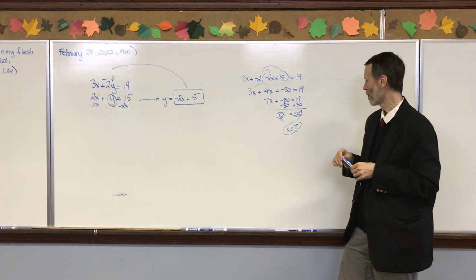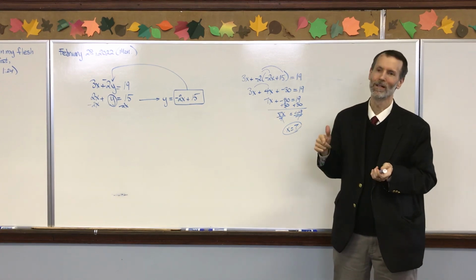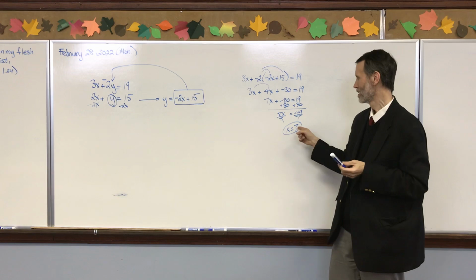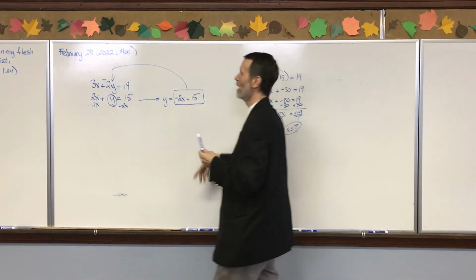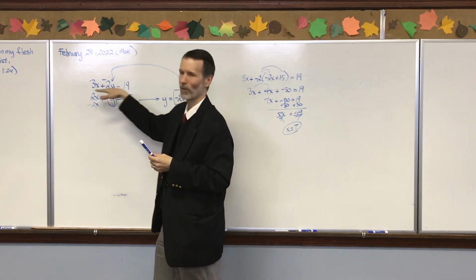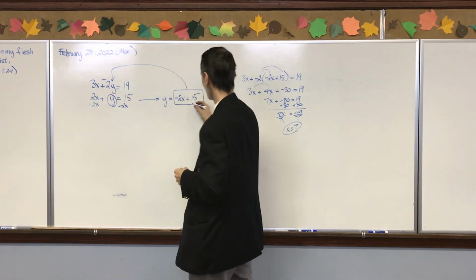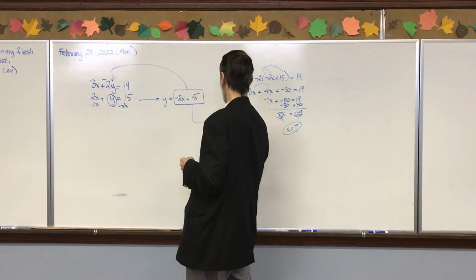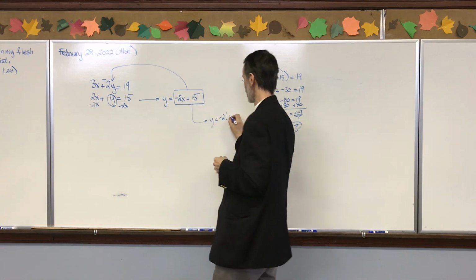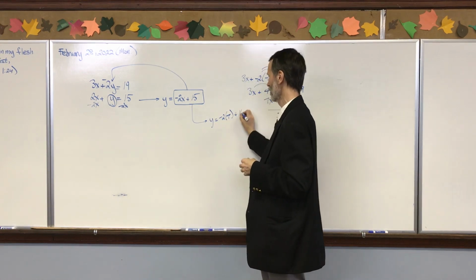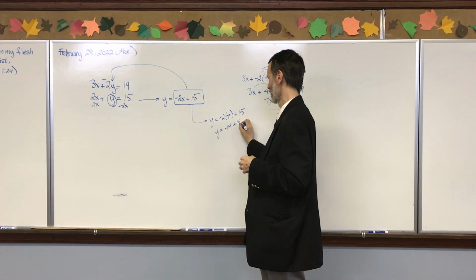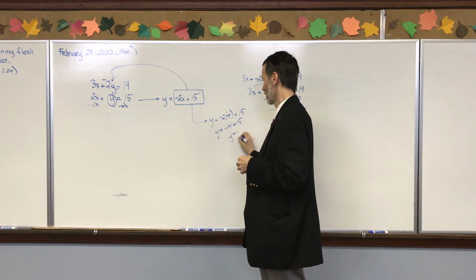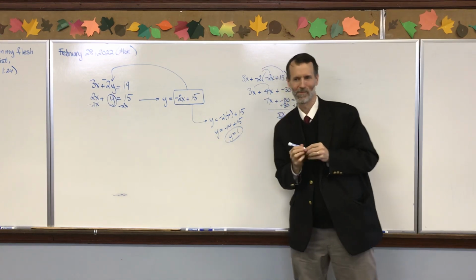Mary, take over. What do you need to get yet? Y. How? Sure. This will give you the formula for y. By the way, you could plug them into either one of these. That'd be totally fine. This is one that's easier. Go ahead. Y equals negative 2 times what? 7 plus 15. Negative 14 plus 15, which is 1. Congratulations, you're done with the problem.